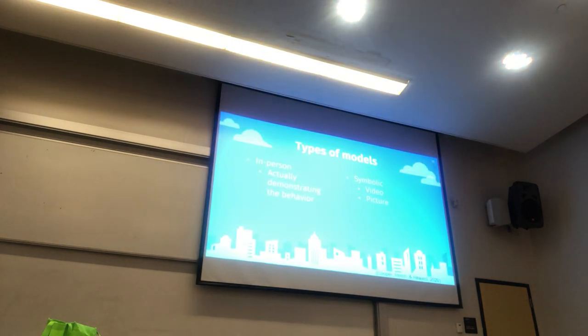So there are some different types of models. In person is mainly what we do at West Campus. We're actually demonstrating the behavior for the client. And then there's also symbolic modeling, where you can do a video model or a picture model. The difference between a picture model and a picture prompt that we discussed earlier: think of that task analysis we have at West Campus in the bathroom. That's a picture prompt, where it's just showing a picture of the sink or a picture of the towels. Whereas a picture model shows a person engaging in the responses, like a picture of someone washing their hands, a picture of someone drying their hands. That kind of distinguishes the two.